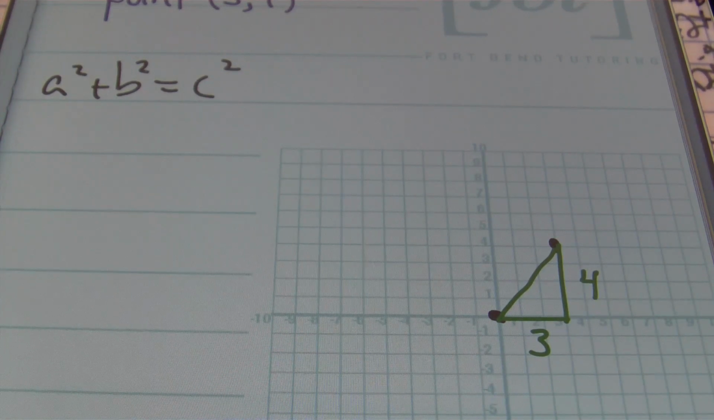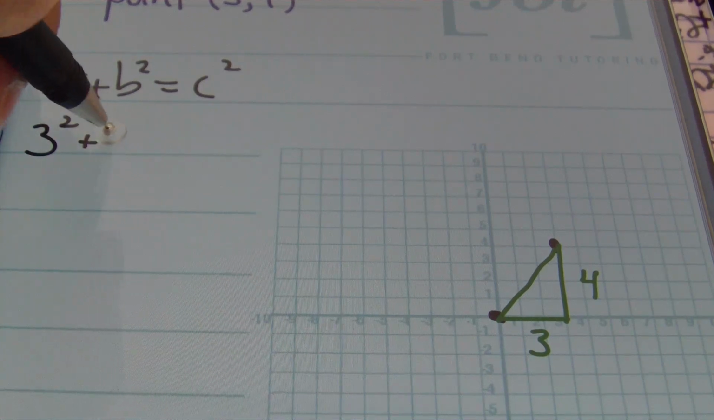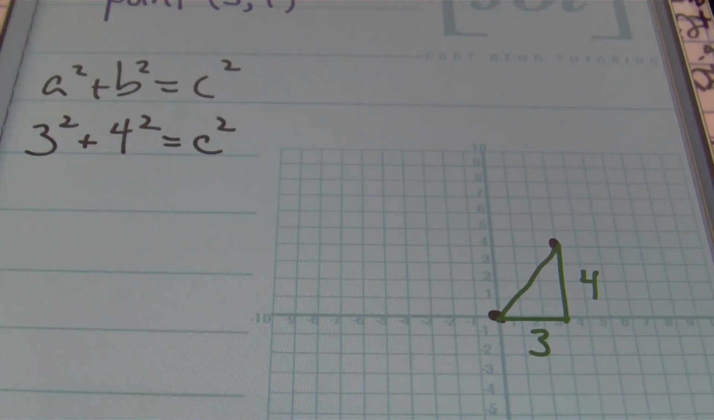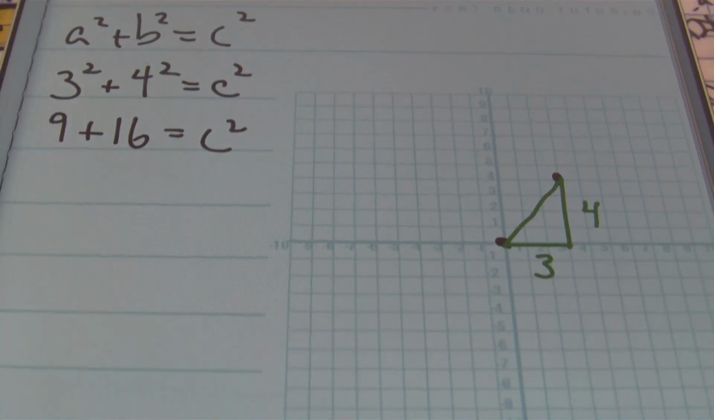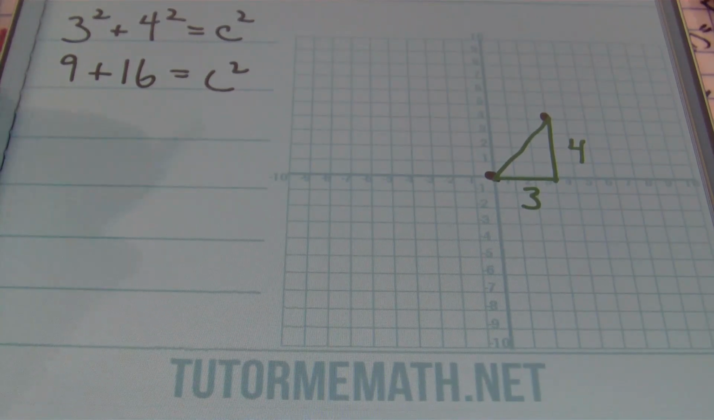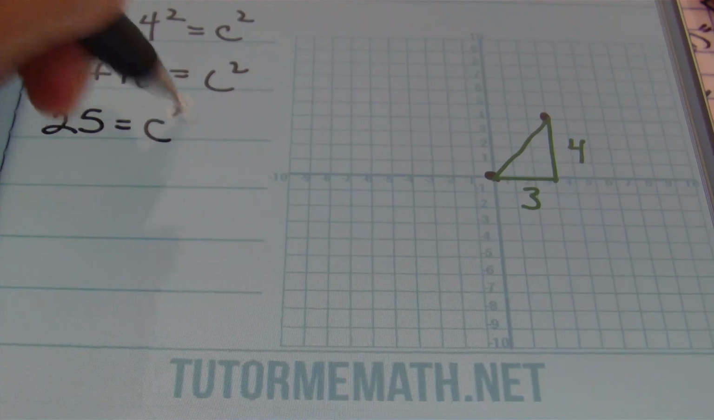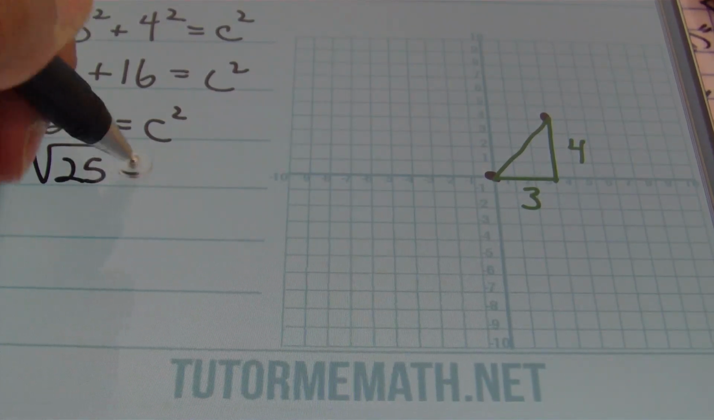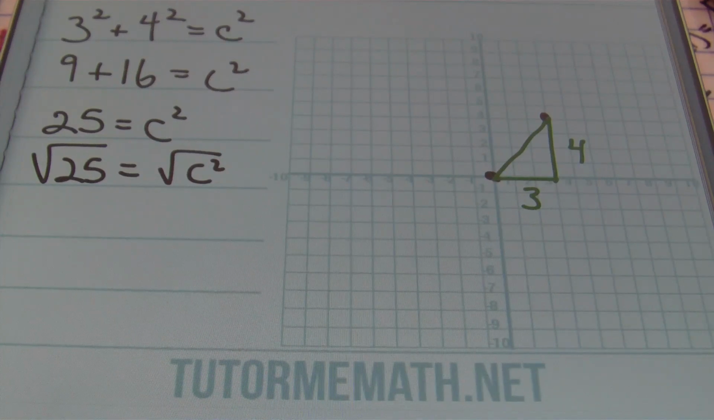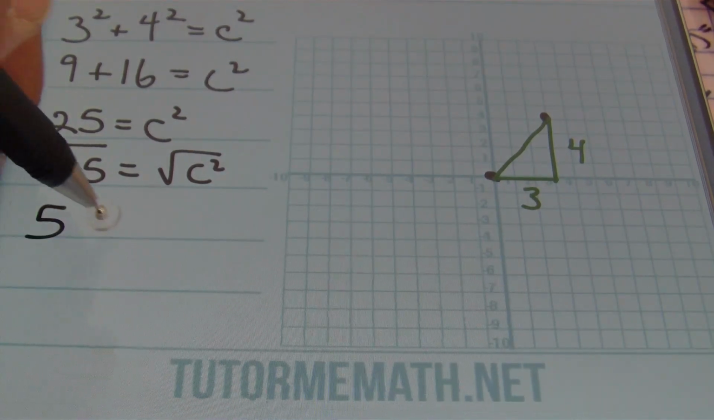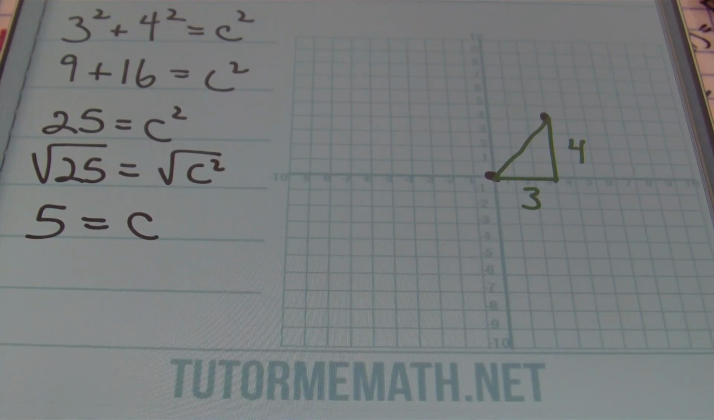So plugging in our values for the legs, we'll have 3 squared plus 4 squared equals c squared. Well, 3 times 3, or in other words 3 squared, is 9, and 4 squared is what? Yeah, exactly, it's 16. And that's going to equal c squared. Adding 9 and 16 together, you'll get what number? Exactly, you'll get 25. And then taking the square root of 25 and the square root of c squared, we'll find out what the radius is. The square root of 25 is 5. So there you have it. Our c value is 5, which tells me that the radius is 5.